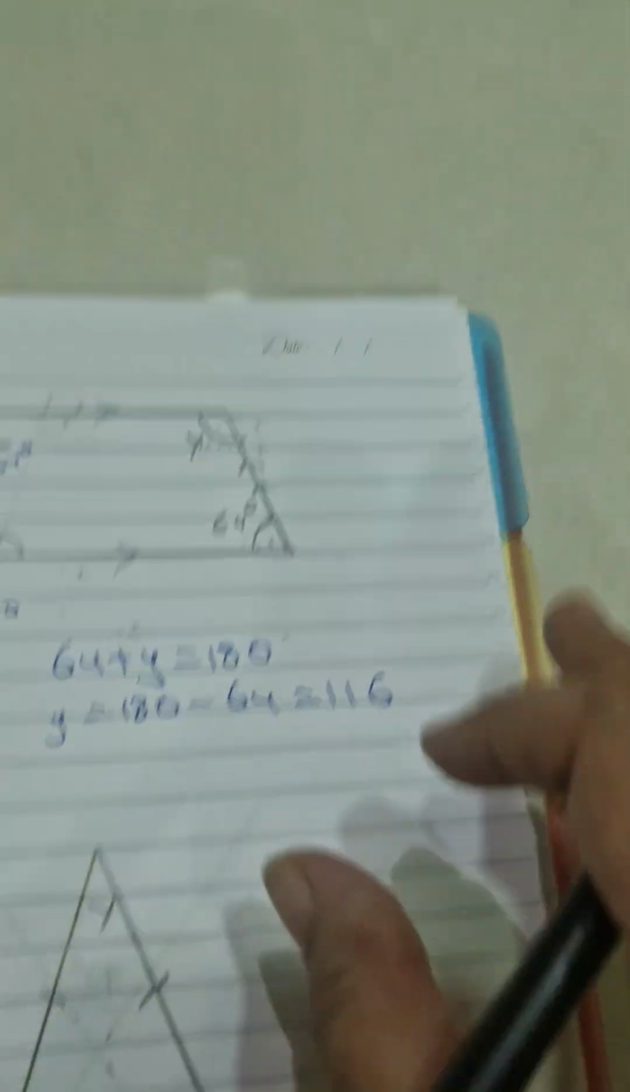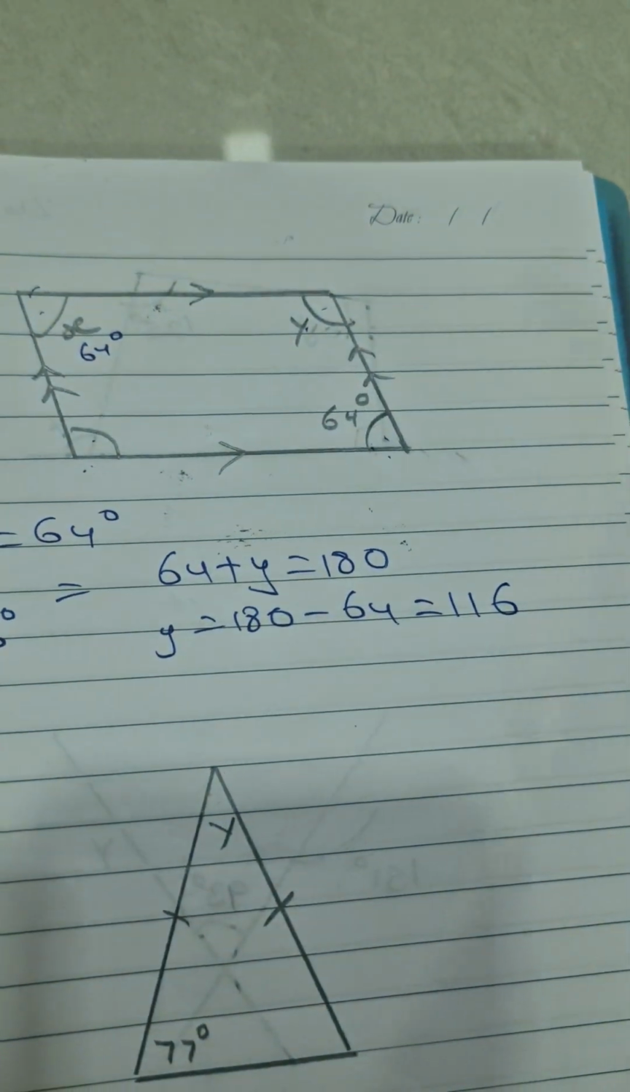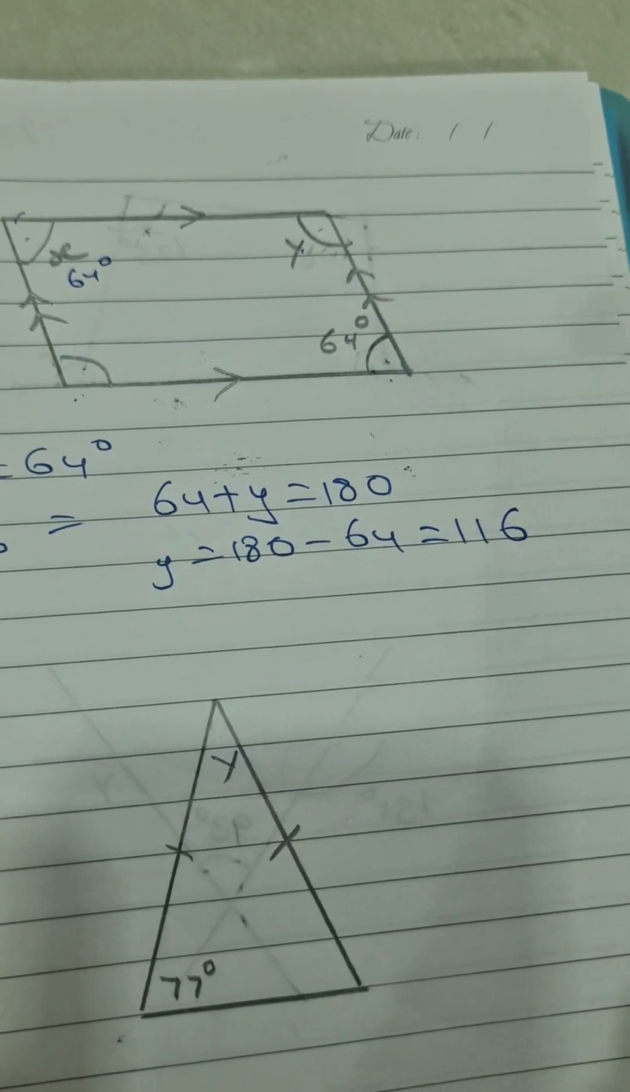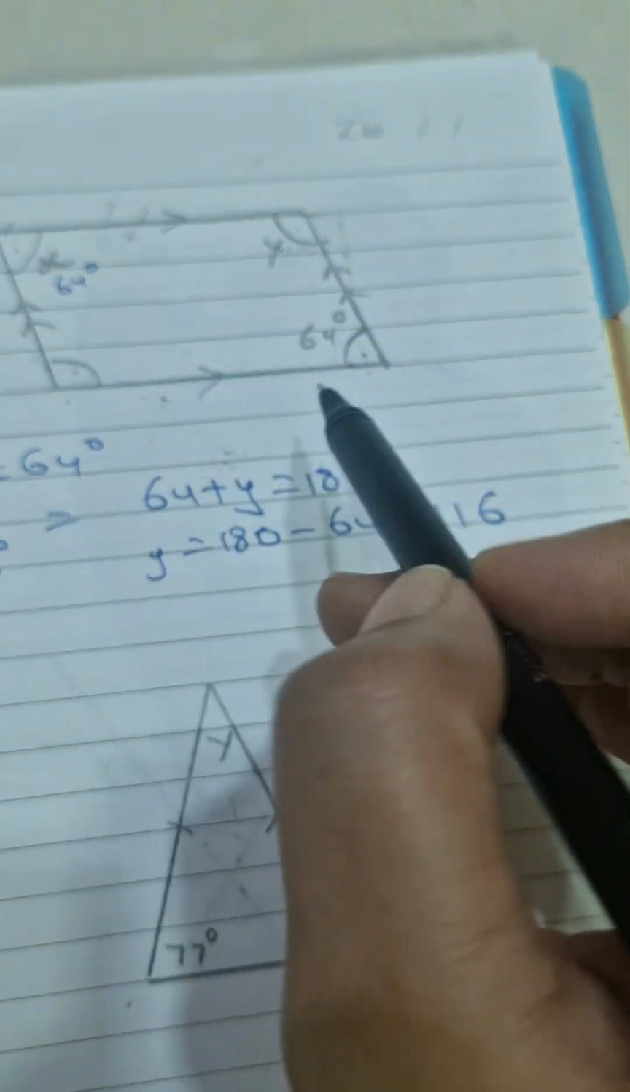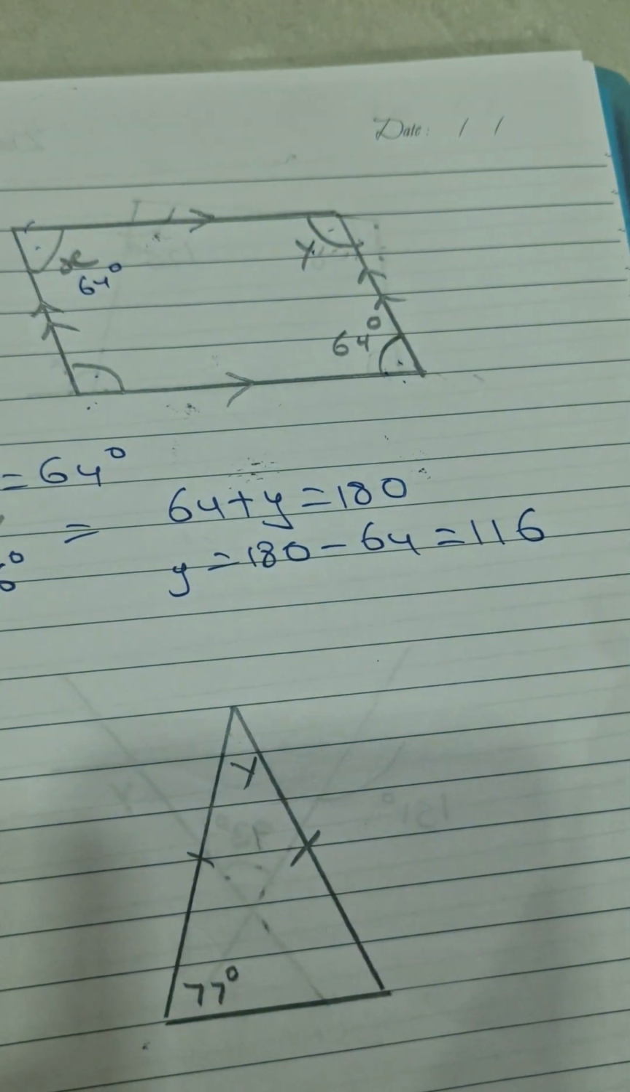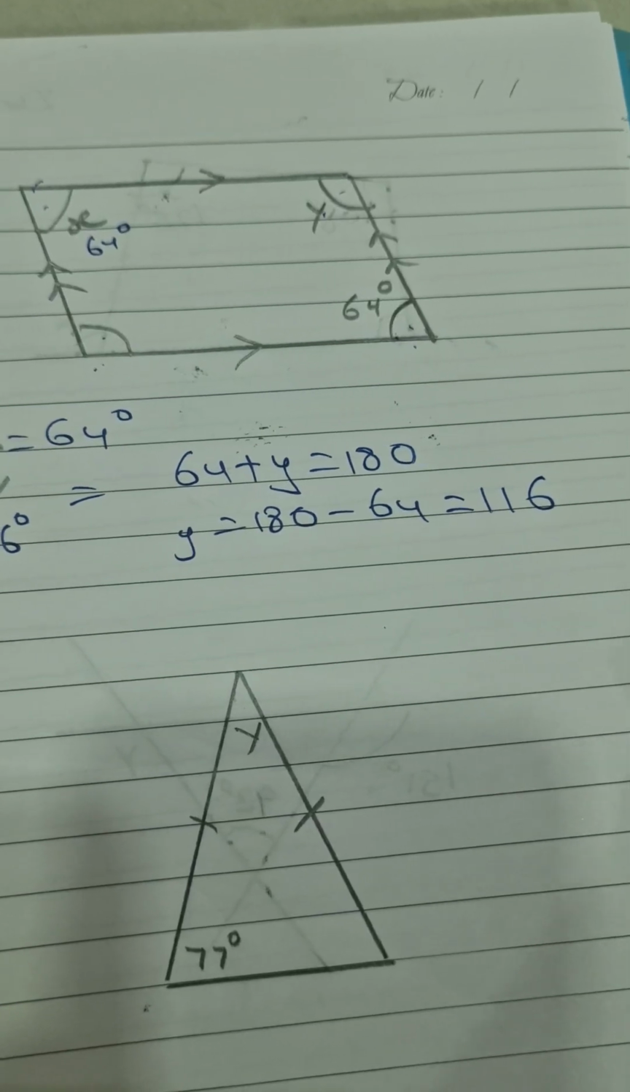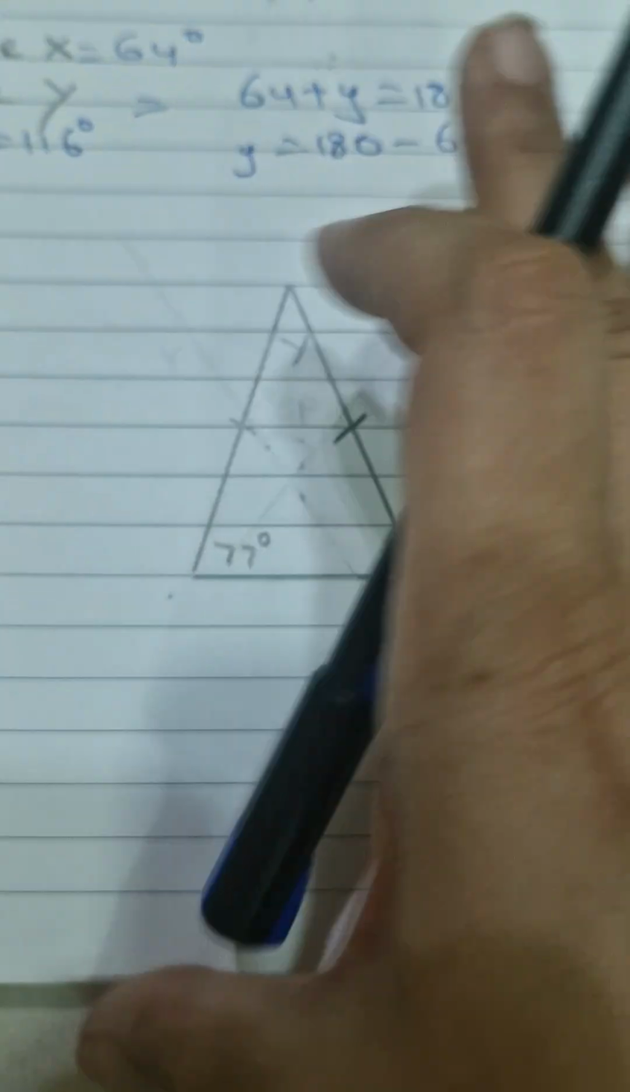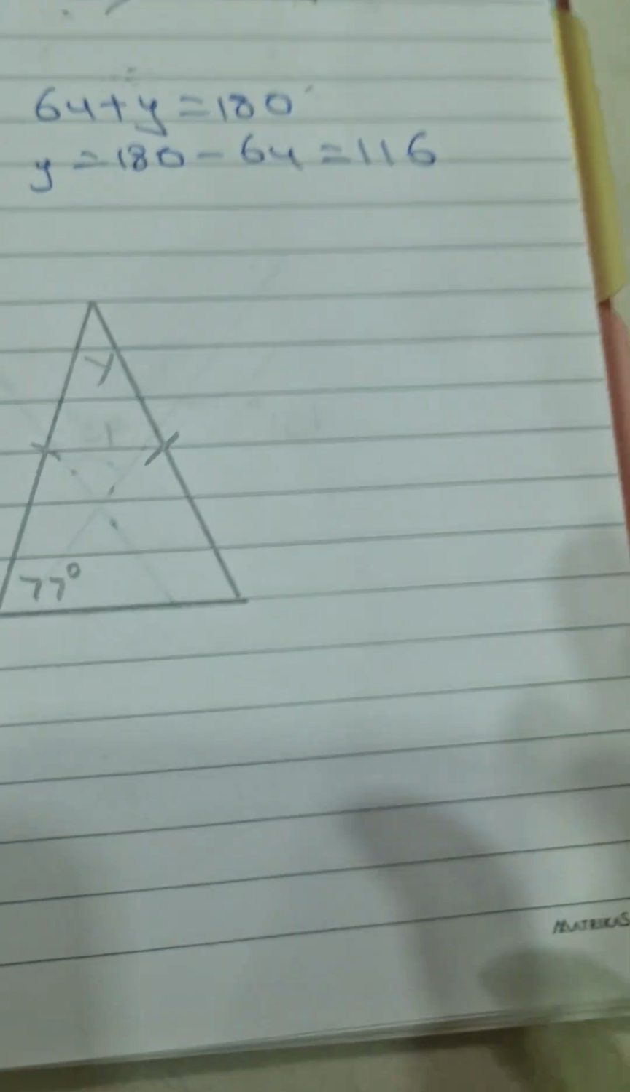So this is the property for a trapezium or a parallelogram. Okay, they apply to all quadrilaterals: the co-interior angles are equal to 180 degrees.